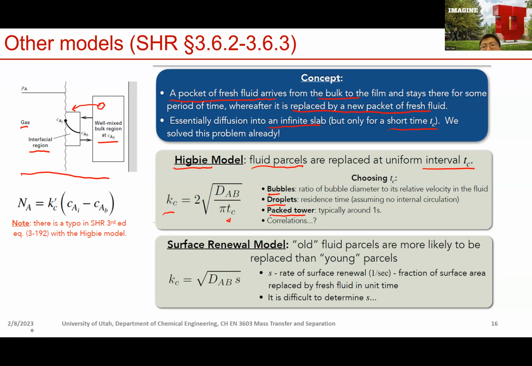It assumes that all fluid parcels are equally likely to be replaced by young parcels. In this case, the mass transfer coefficient is still proportional to the square root of the diffusivity, but now you have S, the rate of surface renewal. If you compare these two functional forms, S has the unit of 1/Tc. As long as you can get S as a function of something, you can solve for the mass transfer coefficient.